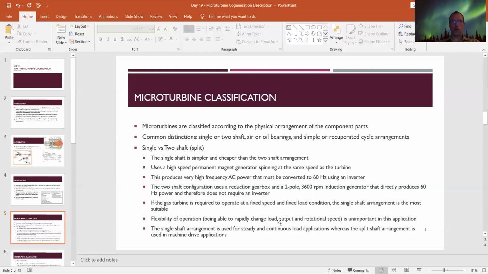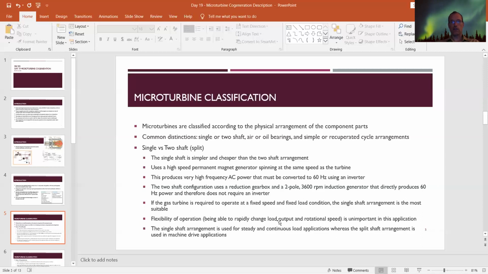If your turbine is required to operate at fixed speed, fixed load conditions, a single shaft arrangement is probably the most suitable because, again, it's rotating at a certain speed. You have an inverter that can take that down to 60 hertz and nothing changes, basically. So you set that up once and let it run and it goes.